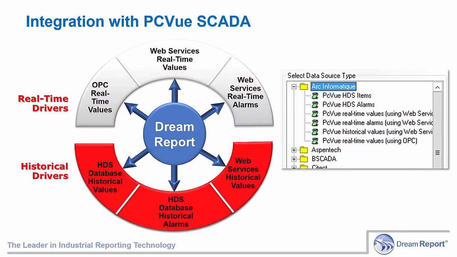For communication with historical data and alarms logged by PcVue, we also have three options. Using the Historical Data Server, or HDS Database Historical Values driver, we can connect to the local or remote SQL Server database where PcVue is configured to log its data values. Using the HDS Database Historical Alarms driver, we can connect to the SQL Server database where PcVue is configured to log its historical alarms. And finally, if PcVue Web Services is configured, we can access the historical data logs using the DreamReport Web Services Historical Values driver.